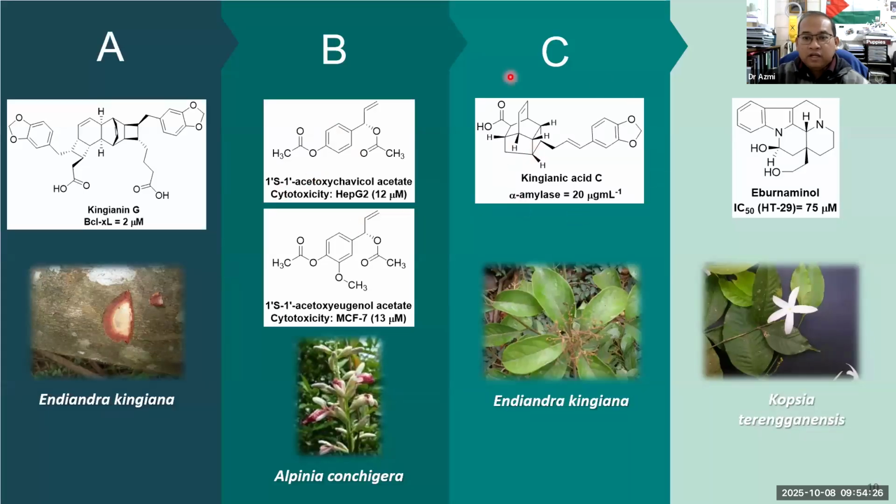Next, this is kingianic acid C, okay, with alpha-amylase potential. And the last one is a burnamine, which is a part of the indole alkaloid product. It's not really stable, so we have to carefully isolate it and keep the samples very fast. We have to do it.